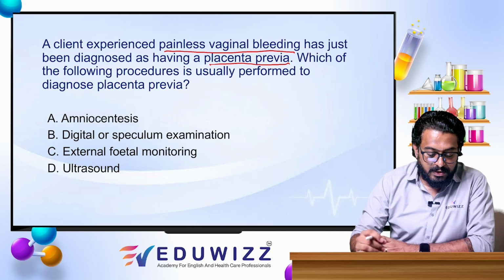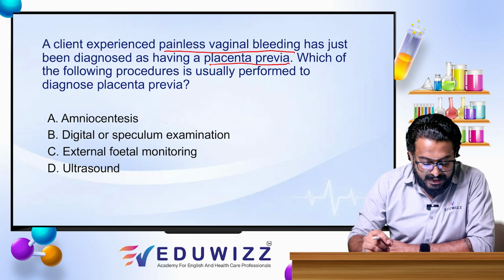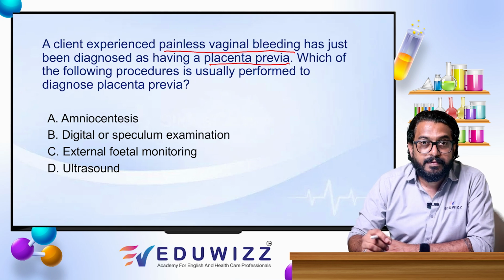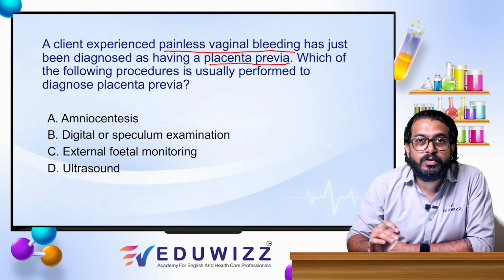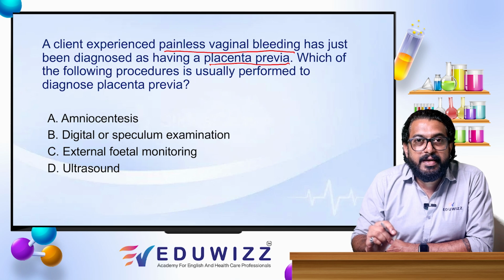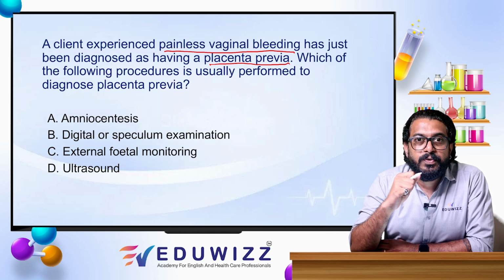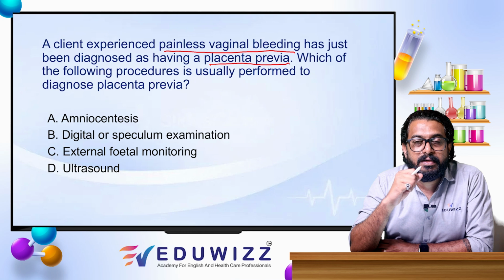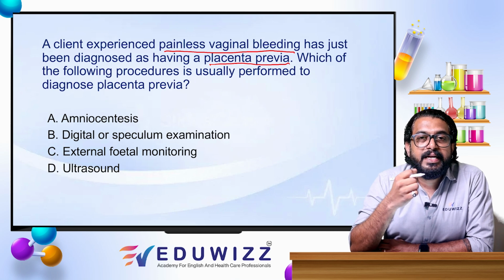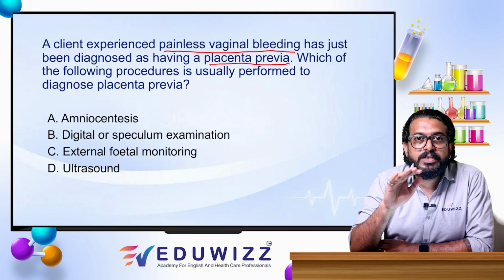And there are 4 procedures mentioned here: amniocentesis, digital or speculum examination, external fetal monitoring, and ultrasound. One important point related to placenta previa is that per vaginal examination is contraindicated, because the placenta is in the lower uterine segment. If we do any kind of examination in the vagina, it might lead to infection of the placenta. So direct vaginal examination is contraindicated in placenta previa.